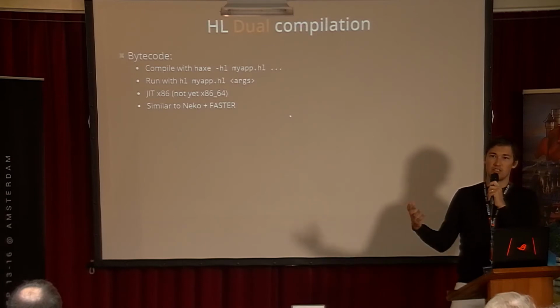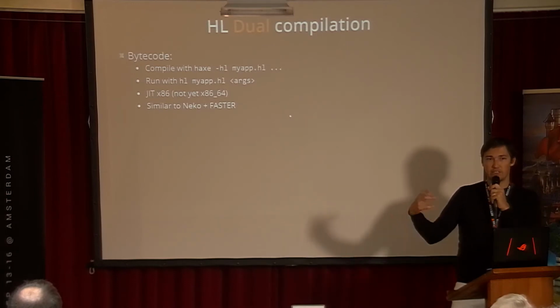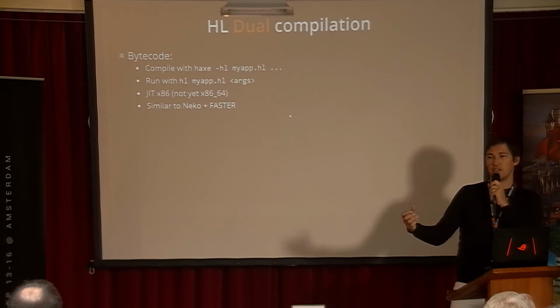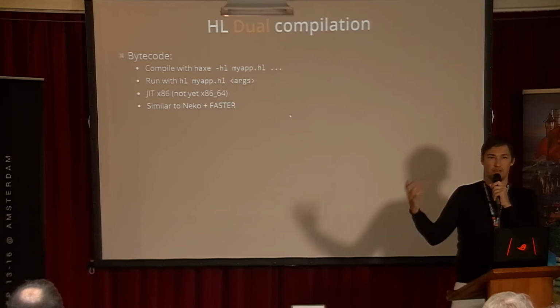It uses JIT for x86. I don't have x86-64 implemented yet, and I will work on it, but not yet. It's similar to Neko, which I wrote before, a virtual machine for Haxe, but it's a lot faster because it's typed. In Neko, the bytecode was similar to JavaScript in terms of everything being dynamic, kind of.